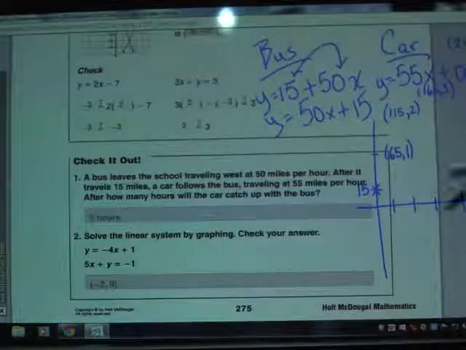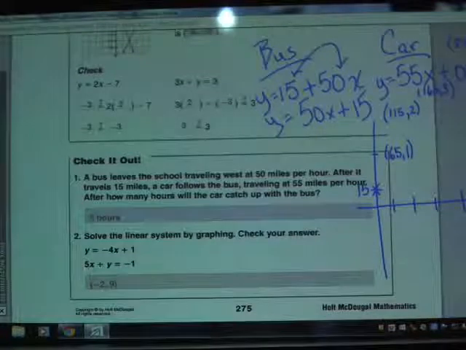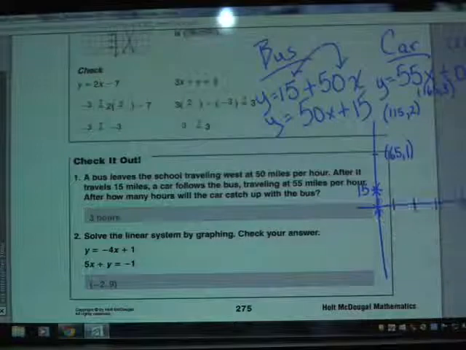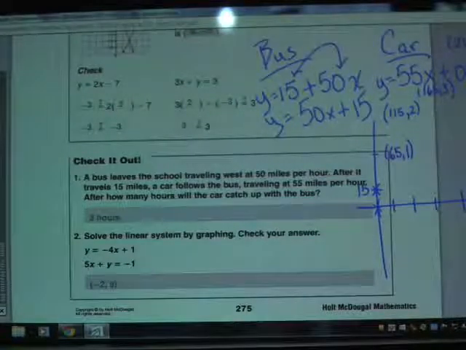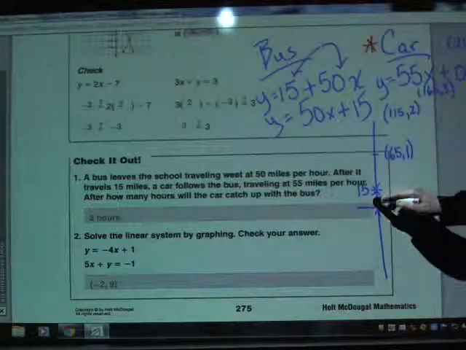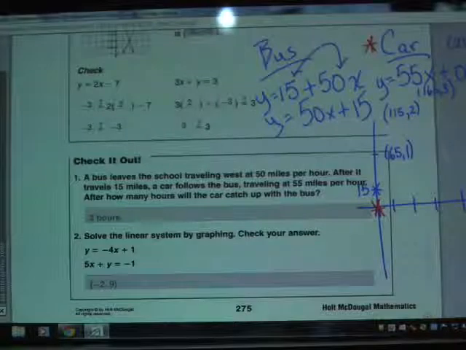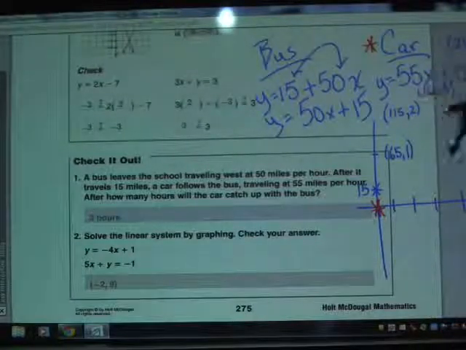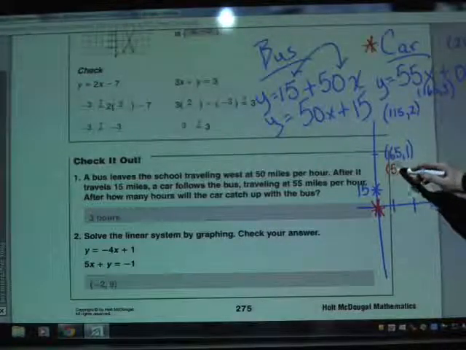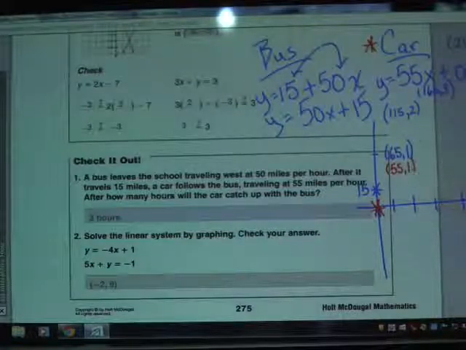We could graph it. Let's get the car. Car is going 55x plus 0. So it's going to start here at 0. And I'll change color so we can remember what's what here. I'll go ahead and change the car into red. Starts at 0. 1 hour in, it's going to be at the 55-mile marker, because I'm going up 55 and right 1. So I go up 55 and right 1. I'm at 55, comma 1.